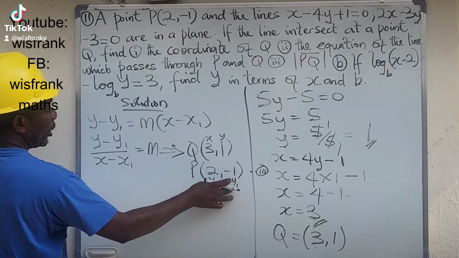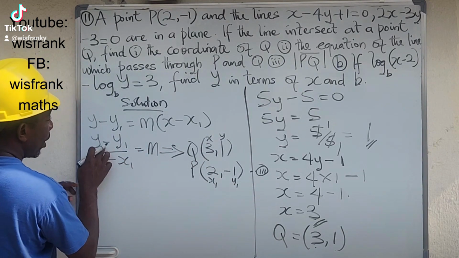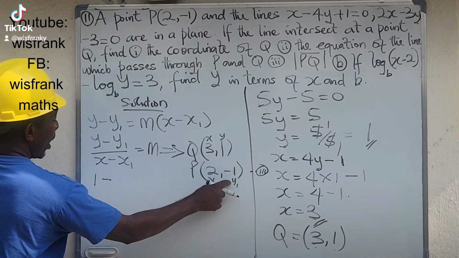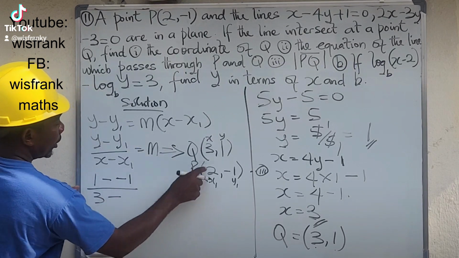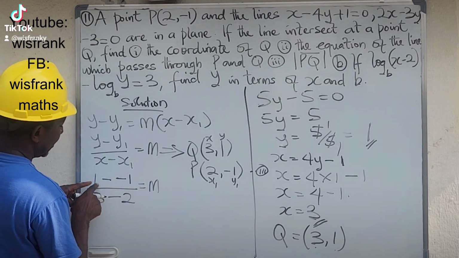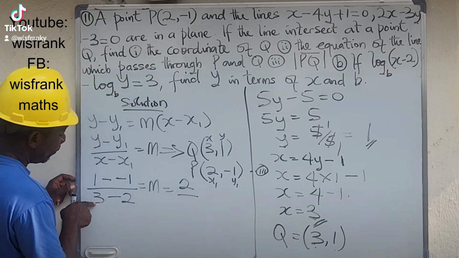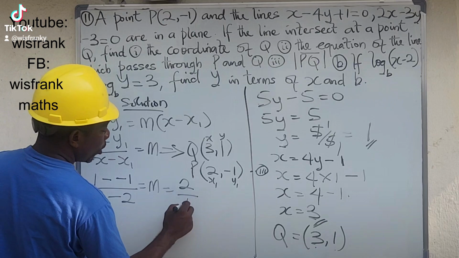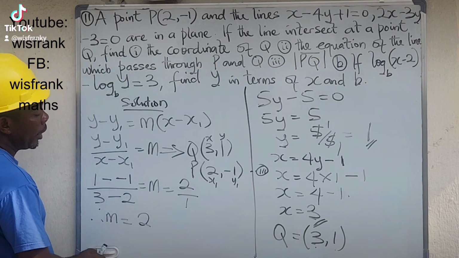We are going to substitute this so that we have the value of m. Our y is 1 minus our y1 which is minus 1, all over our x which is 3 minus our x1 which is 2, equals m. So 1 minus minus 1 becomes 2, all over 3 minus 2 which becomes 1. Therefore, m equals 2.